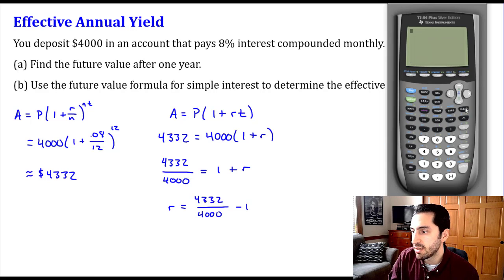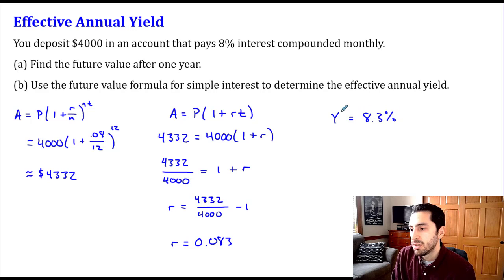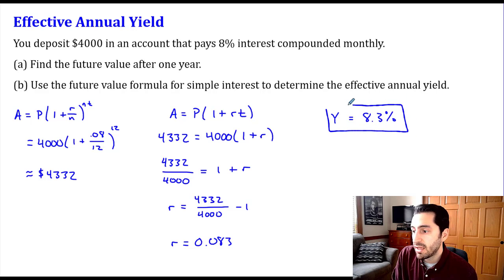So let's take a look and see what we get. So 4,332, we'll divide that by 4,000. That's 1.083. And then from that, if we subtract 1, our rate as a decimal is 0.083. And multiplying this by 100, we get our answer, our effective annual yield. So I'm going to call it Y for yield. We end up with a rate of 8.3%.